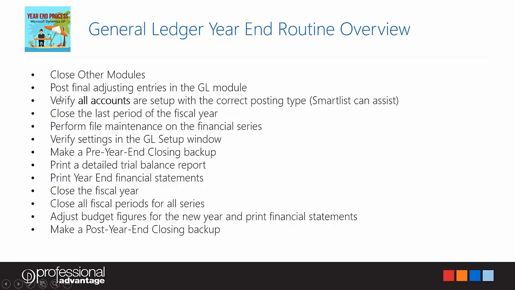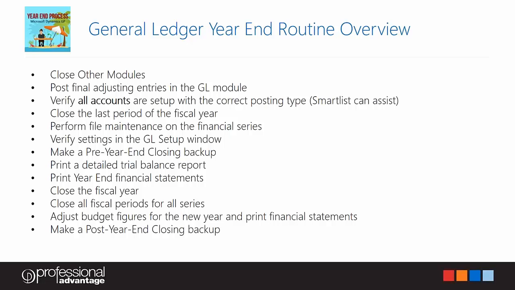So for step 3, you need to verify all accounts are set up with the correct posting type, because the system uses the posting type to determine whether the account should be closed to the retained earnings account at the end of the year or have a balance brought forward to the next year. To help us identify accounts with incorrect posting type, we'll check our Smart List report later on in GP. Then you have to close the last period of the fiscal year. This is just to prevent users from posting further transactions in Great Plains.